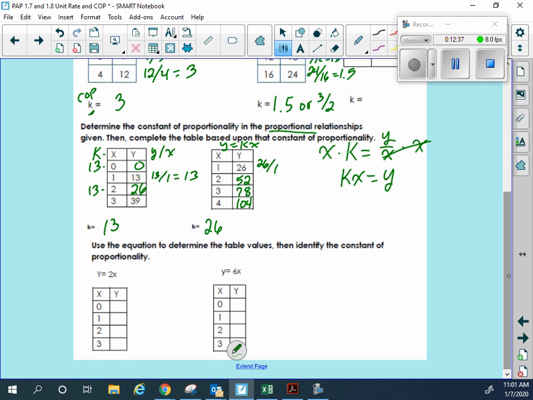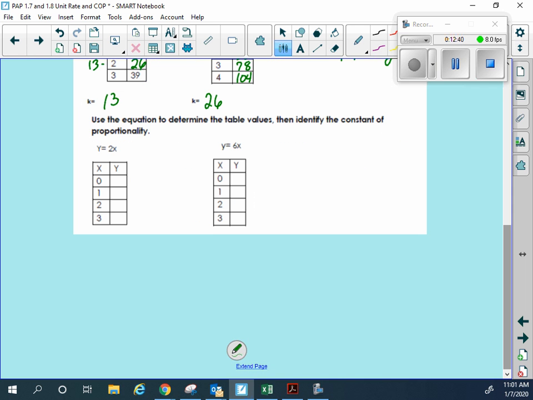The last one says, use the equation to determine the table values and then identify the constant of proportionality. I kind of find that's a little bit backwards. I would actually do this first. If it's y equals kx, then what's my constant of proportionality in y equals 2x? It's just 2. The k equals 2. It's located right there. I didn't have to do any math. It was just there, right? And so now I'm just going to use that. It's k times x. So every time I'm just going to multiply by 2 on every one of these, just like we did above.